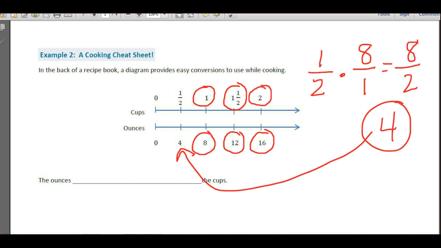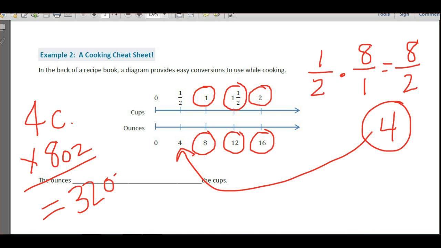I want you to do some figuring for me, and I won't give you any time to do this. I think this is going to be relatively easy for most of you. But tell me, how many ounces are there in 4 cups? If you apply the rule, 4 cups times 8 ounces equals 32 ounces. So we have 4 eights, 32.